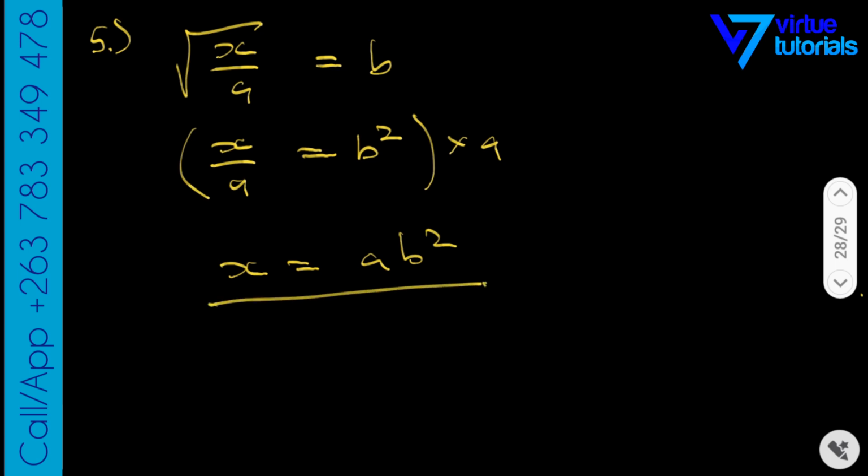In this case, you see that the squared only affects b. It does not affect a there. The square root only affects b. It does not affect a. So those are some basic considerations when dealing with squares and square roots.